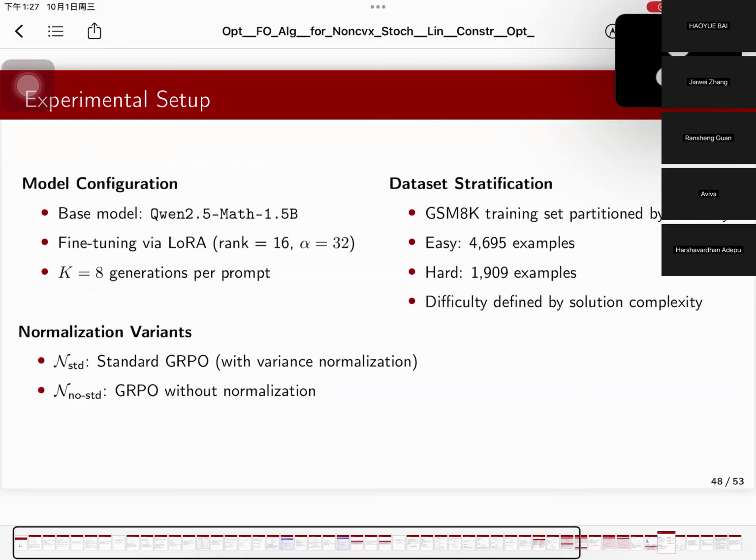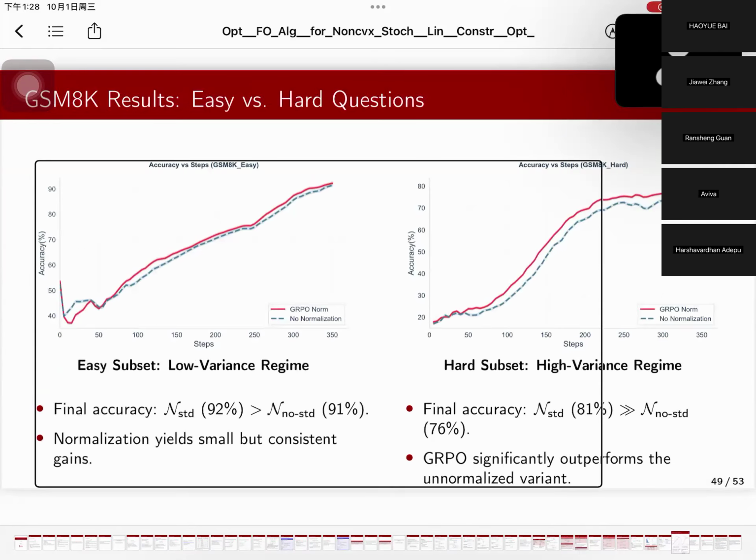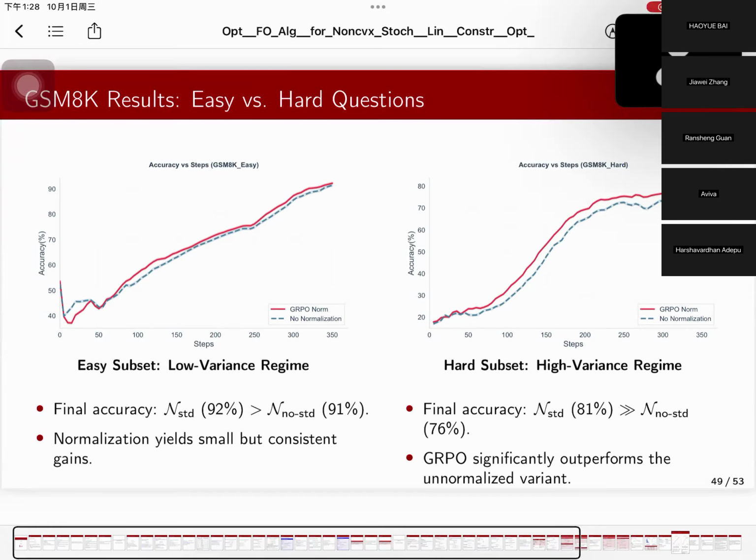So here are some details about our experiments. We used the Qwen model, and here are some settings. Here are the accuracy results for these datasets.